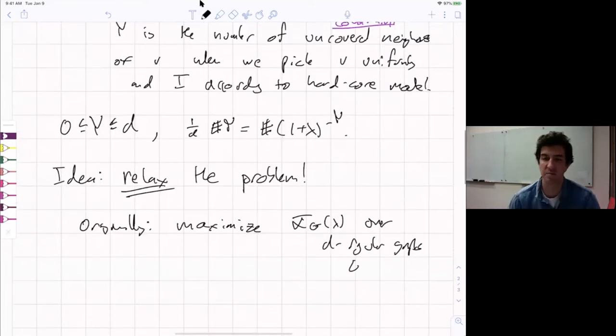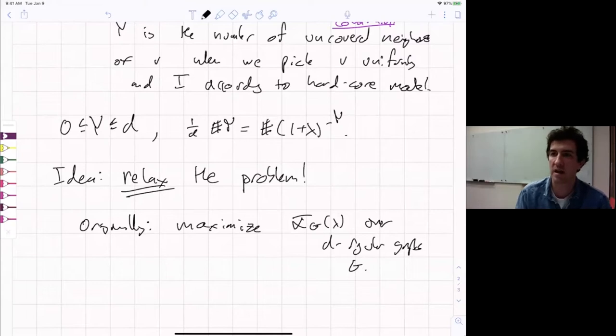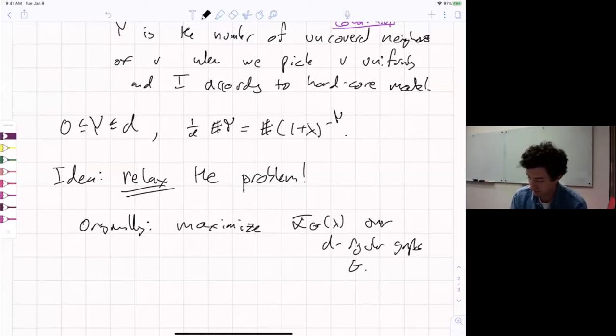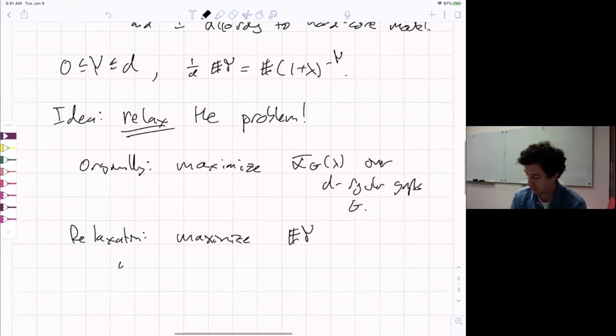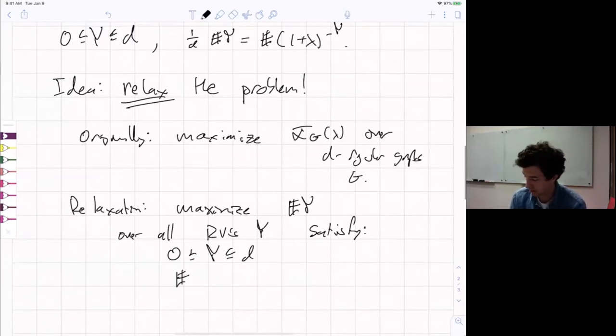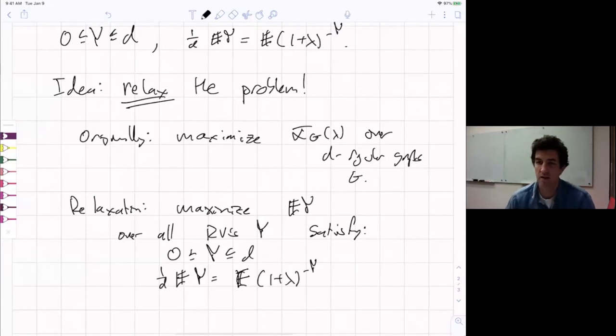Okay, so this is our original optimization problem. It's a little bit hard to get your head around because the set of possible solutions are all possible d-regular graphs, which is a sort of strange set of possible solutions. But the relaxation is the following: maximize the expectation of y over all random variables y satisfying 0 < y < d, and (1/d) expectation y equals expectation 1/(1 + lambda^(-y)). Okay, so we've enlarged our possible set of solutions, and now we're just talking about random variables, distributions.